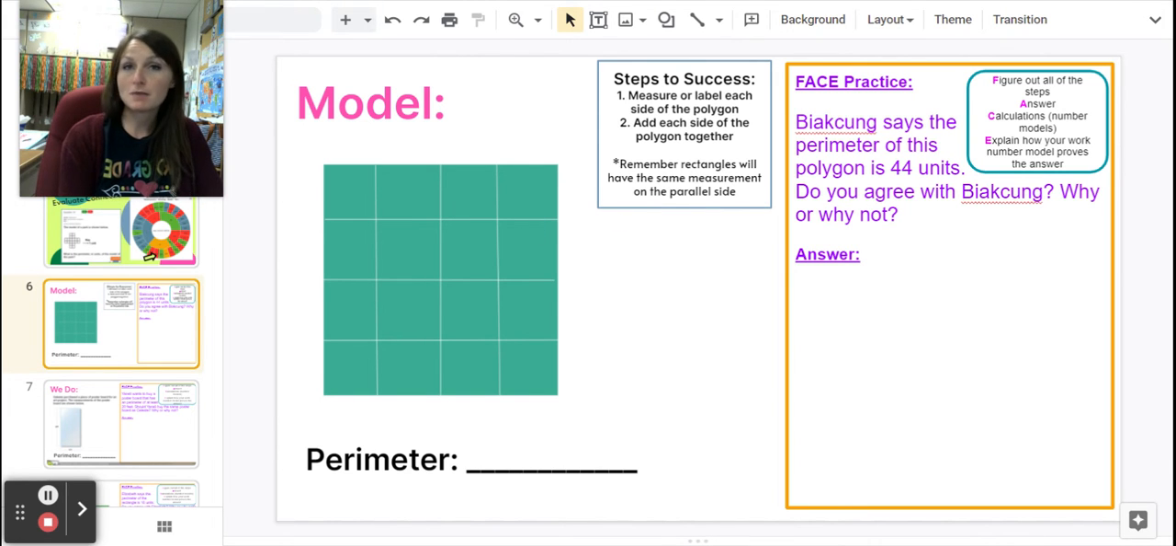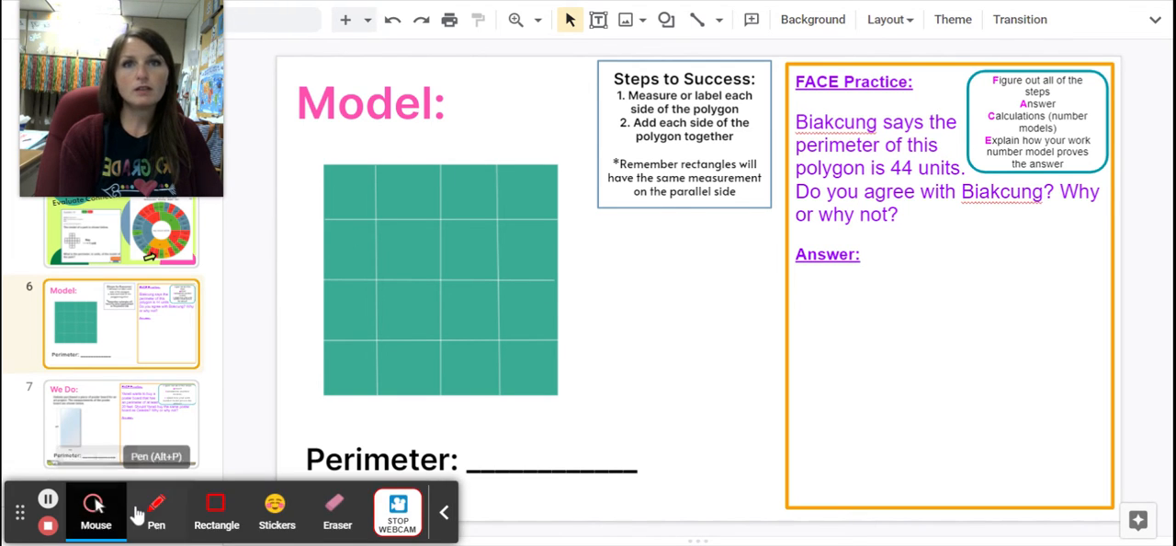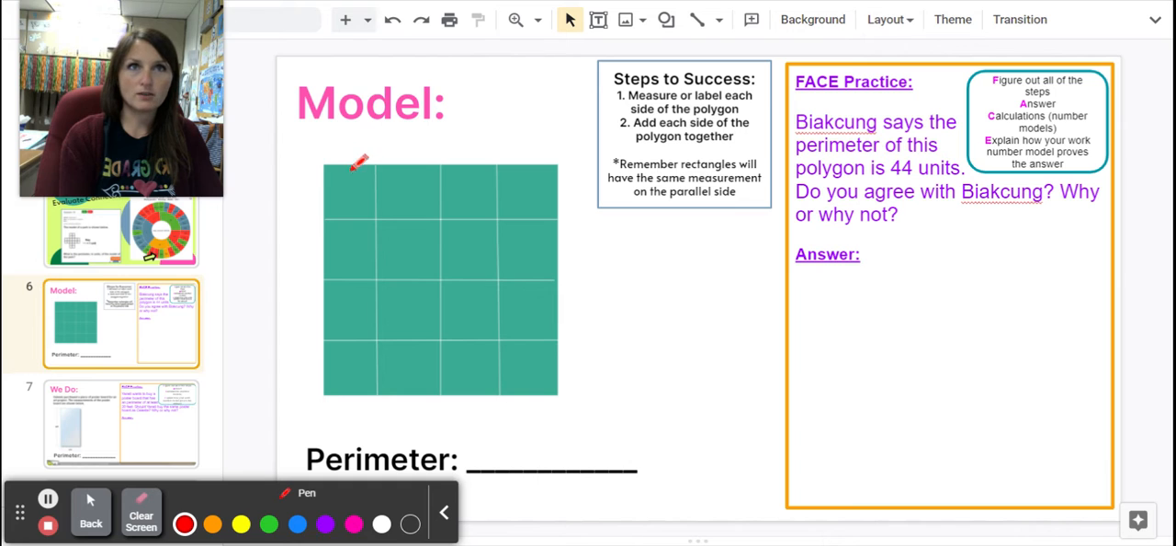We have a new step to success. First thing, we need to measure or label each side of the polygon. So I'm going to do that. I see that there's 1, 2, 3, 4 here. This is a rectangle, so the other side is also going to be 4. And then this side's 1, 2, 3, 4. So I'm going to label here, and that means this side is also 4. So I labeled each side.